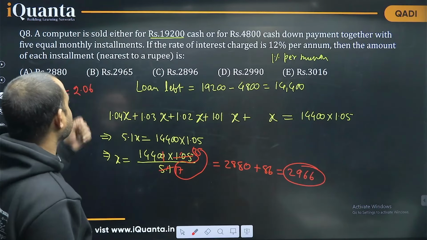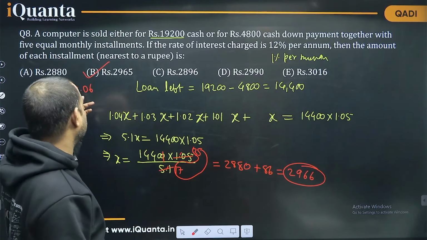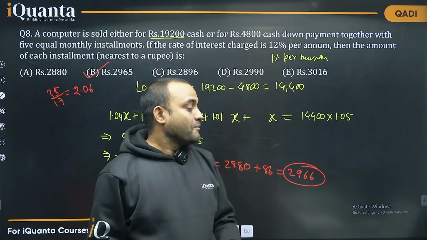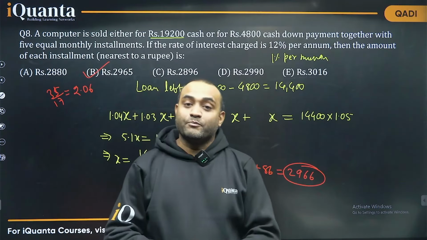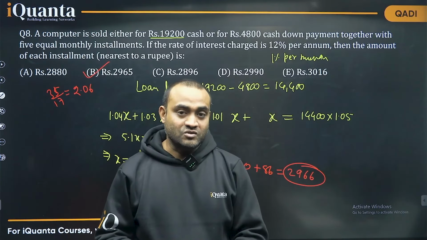So the closest answer is option B. Because 2.06 is a little bigger than the actual value, we are getting a little bigger than the actual answer. But this is how you do the approximation. But once again, in these types of situations, you should always use the calculator if available.